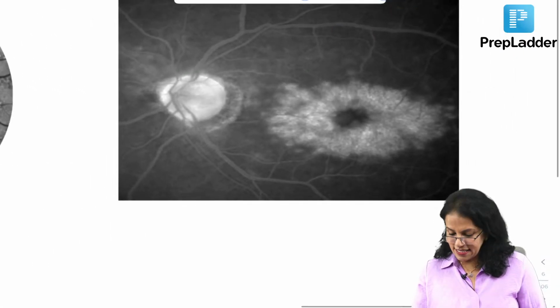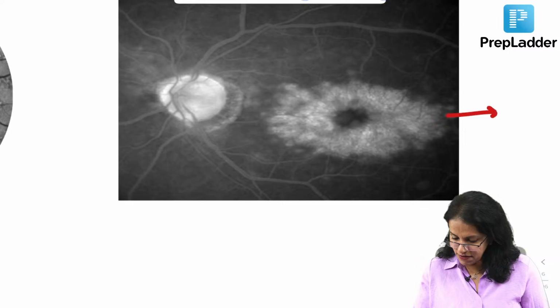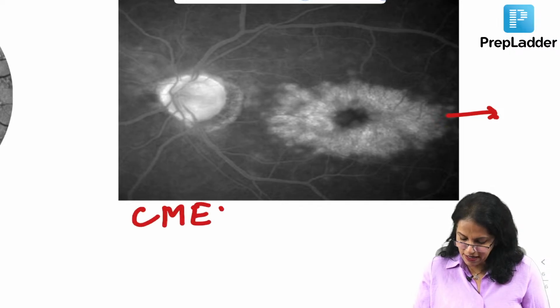The next one, yes, this is a fluorescein, and what you can see is a flower petal pattern, and a flower petal pattern means this is a case of CME. So we are talking about cystoid macular edema. This is what a flower petal pattern is.